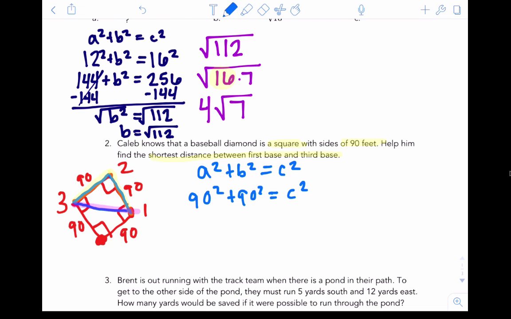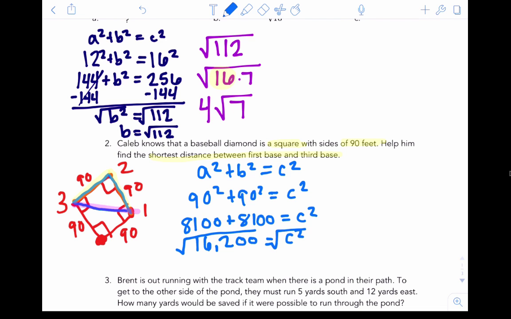Now I can simplify this. 90 squared is 8,100. So I have 8,100 plus 8,100 equals c squared. I know that that is 16,200. Set it equal to c squared. Now to get c by itself, I'm going to take the square root of both sides. My square root and my square cancel each other out. So I'm left with c is equal to the square root of 16,200.